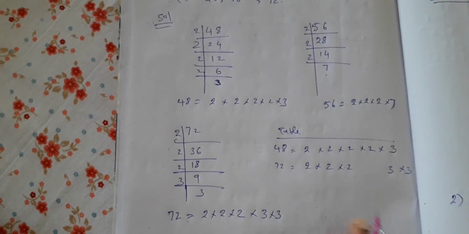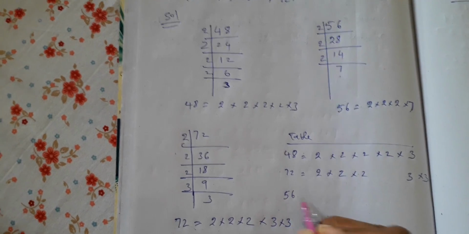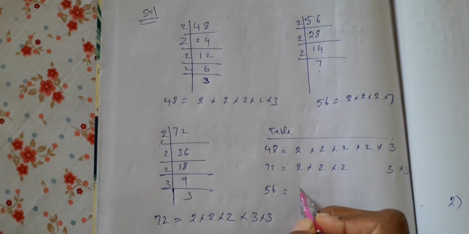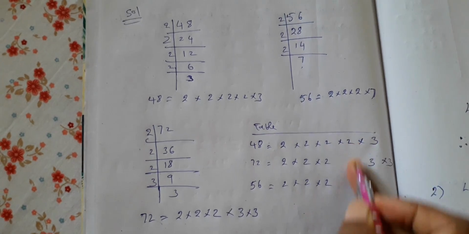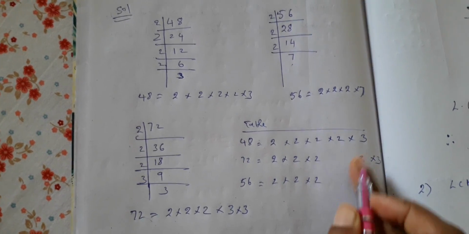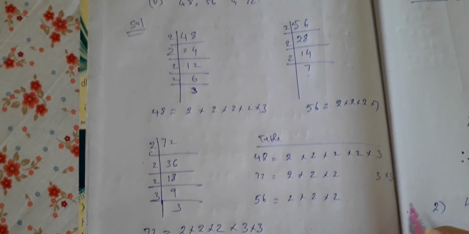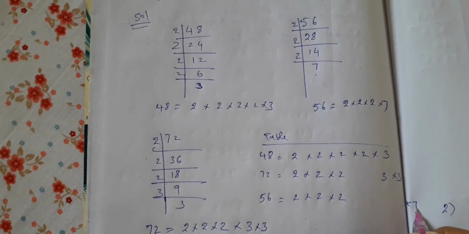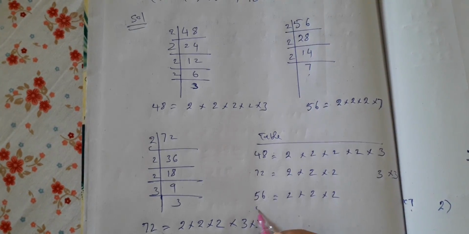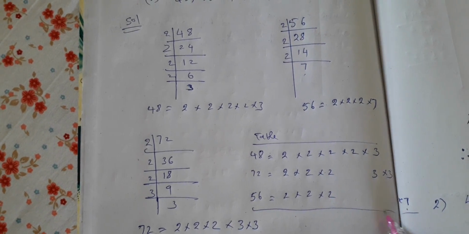The last number. What is the last number? 56. What is 56? Again 2 into 2 into 2. So this space you leave blank and here it doesn't have 3's. And then finally into 7. So now let us see how to find the LCM here.